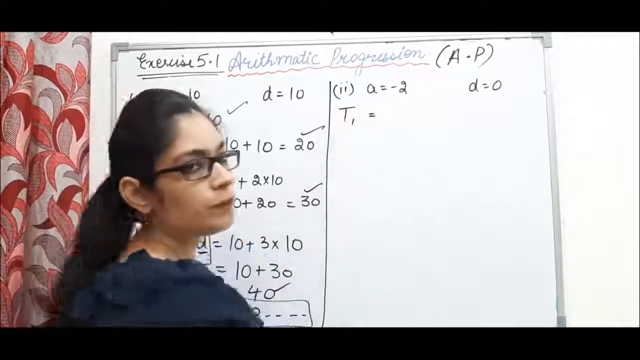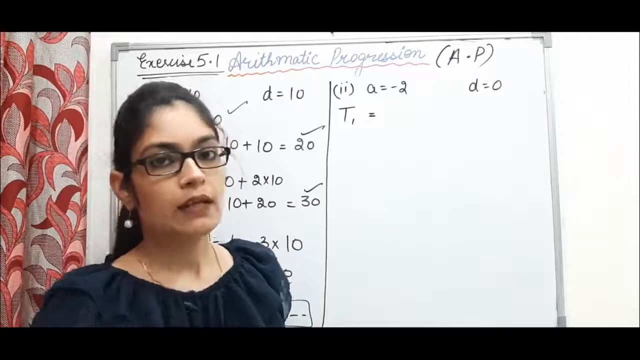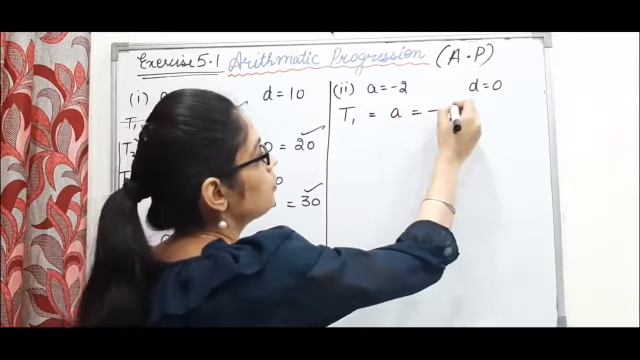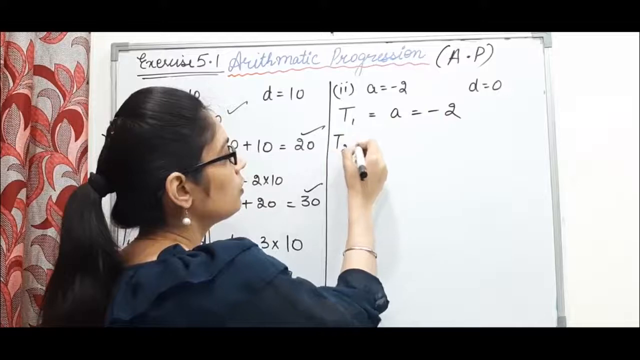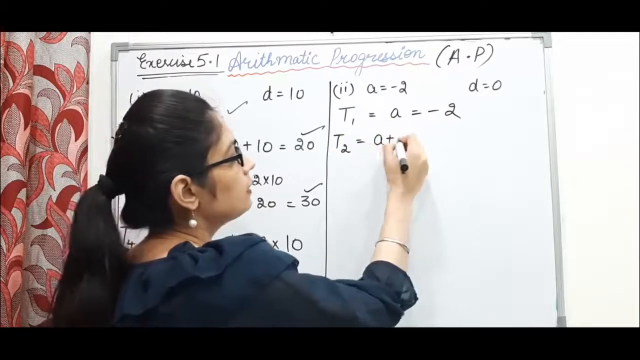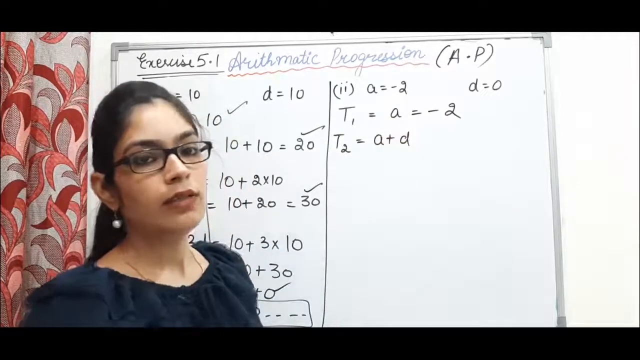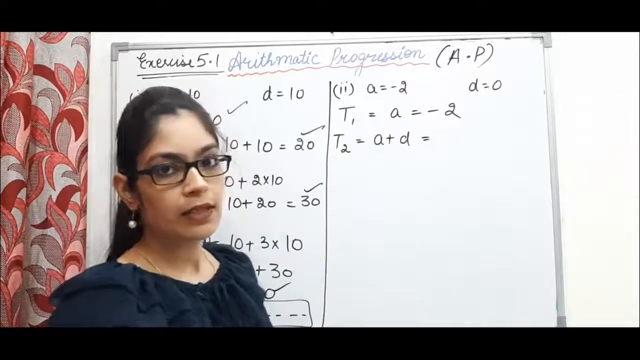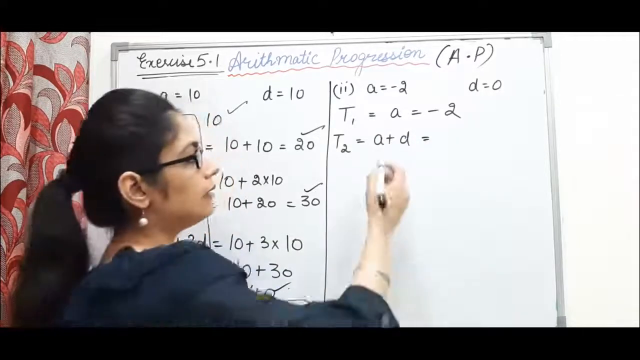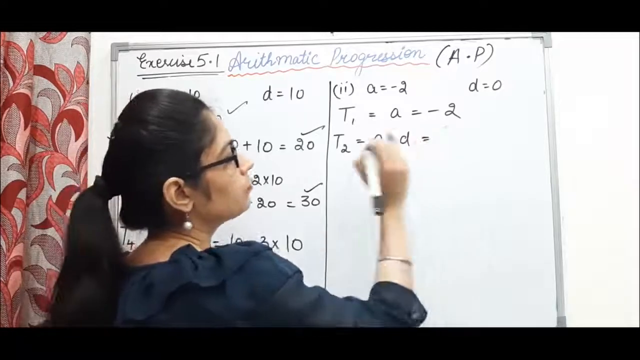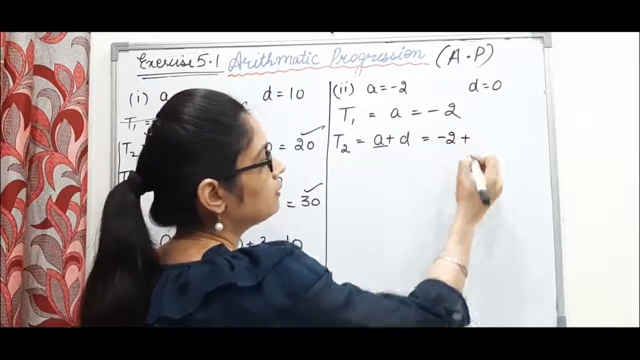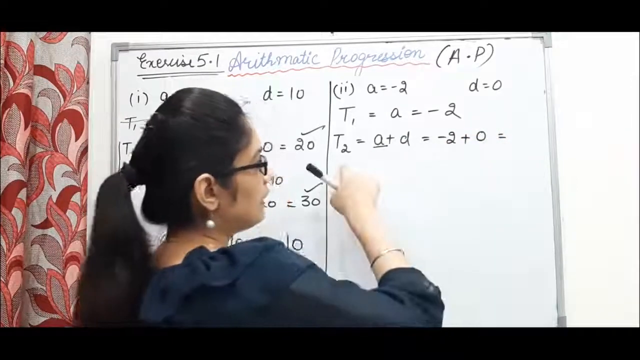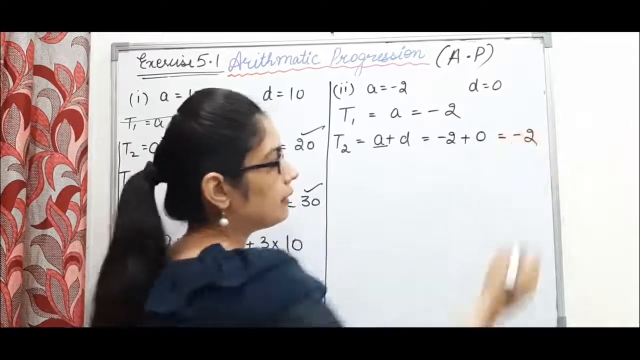T1 I will write. T1 is our first term and it will always be equal to a, which is minus 2. T2 is a plus d into 1. d into 1 we are simply writing d, because 1 into any number is the number itself. So, a is minus 2 plus d is 0. That means the second term is equal to minus 2.